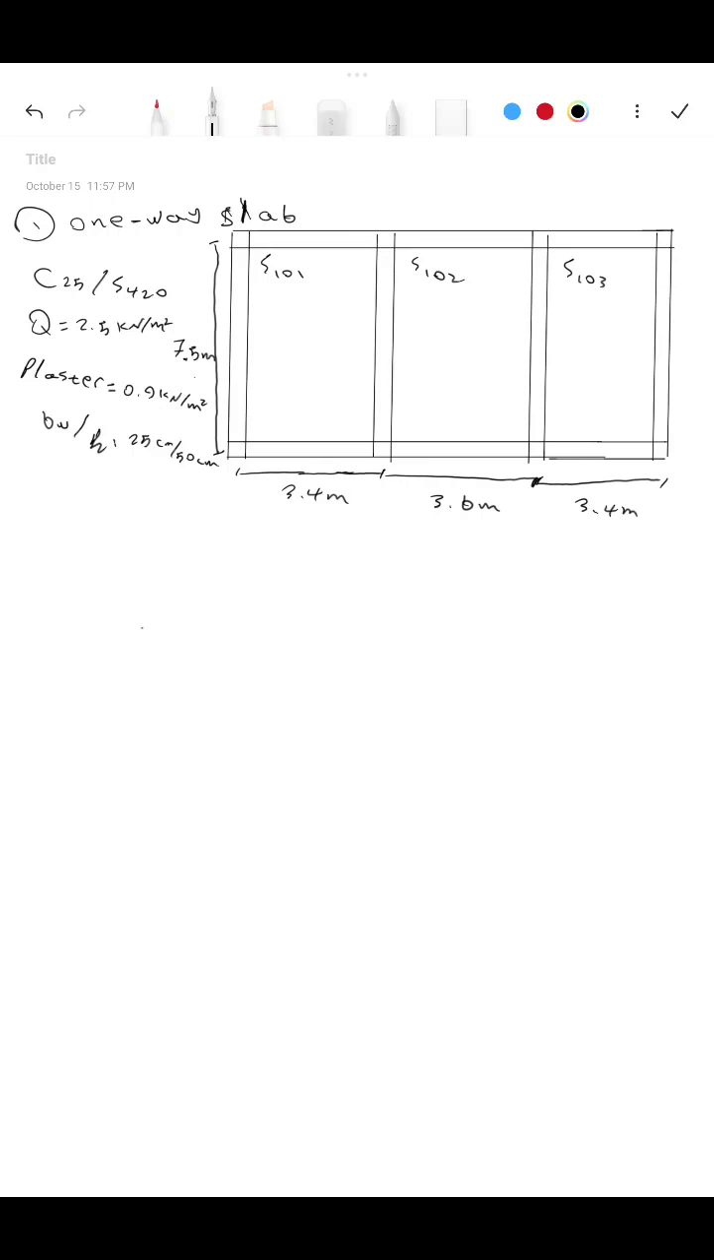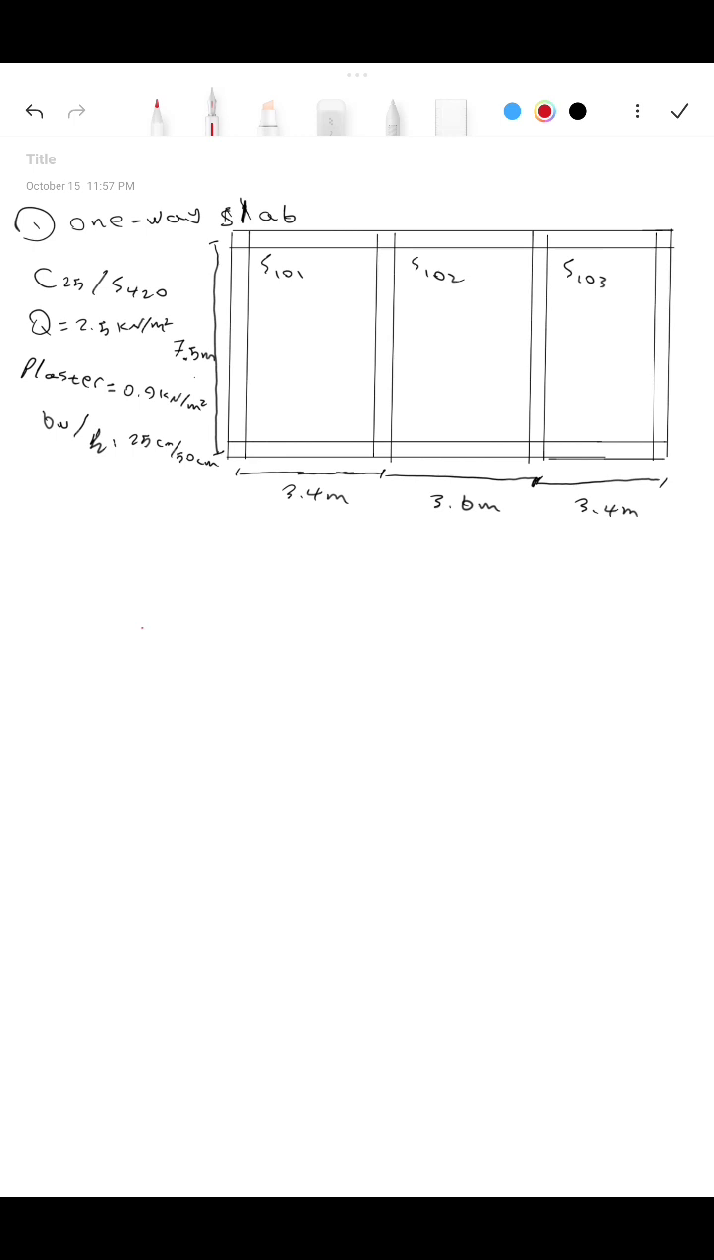Hello everyone. Today we will start with the first lesson from this course, Reinforced Concrete Design 2 or Structure Design. This course is the second course for the reinforced concrete. Okay, and this is the first lesson. First lesson is about the one-way slabs. This question is asking to design the one-way slab.